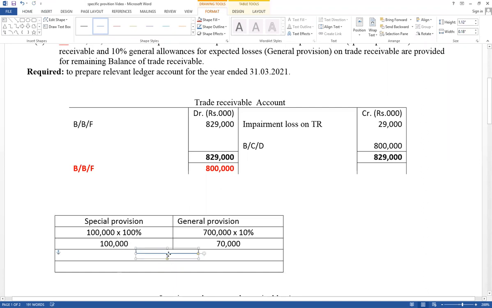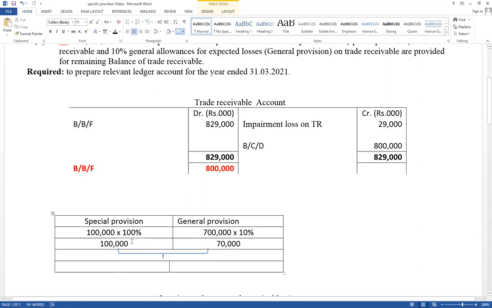Therefore, this is the expected losses closing balance. It is relevant for the calculation part. This is a closing balance.